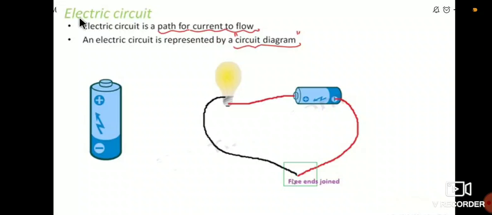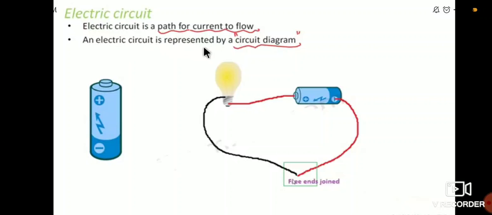Then what do you mean by electric circuit? See here, an electric circuit is a path for current to flow. Circuit means that is a path. This is a path from here to here, first here to here, then here to here, then here to here. It is only a path, for what? For current to flow. This is called an electric circuit. So an electric circuit is a path for current to flow.